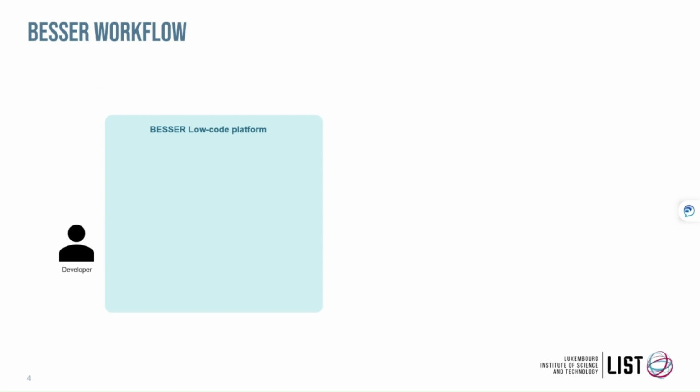The user needs to provide only two inputs to the BESSER low-code platform. The first one is the structural model that contains information about the application, and the second one is the deployment model that contains information about the cloud infrastructure.